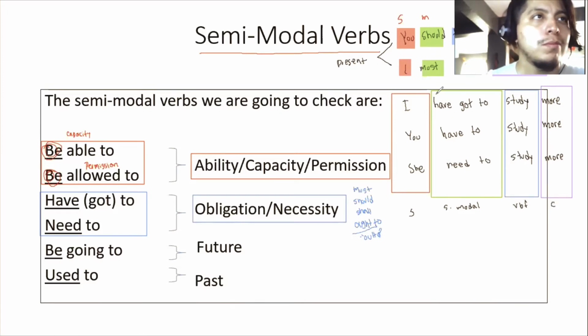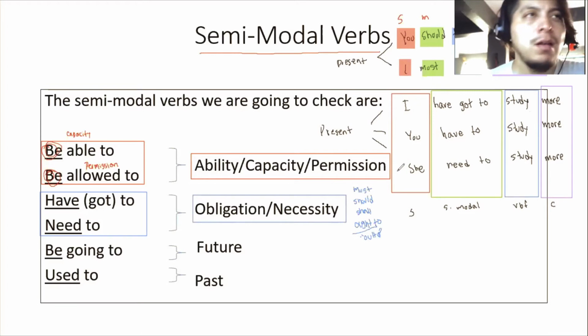So what is the problem? Well, they are way more difficult. Number one, they are in the present. If they are in the present, the three of them, they need to follow the rules of the present. In the simple present, we don't have the auxiliary, and then we say have got to. So this is perfect. I have got to study more. That's perfect. You don't really have to change anything. You have to study more. Perfect. You don't have to say anything.